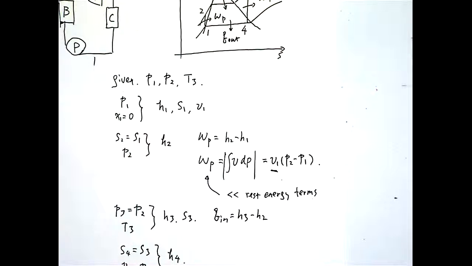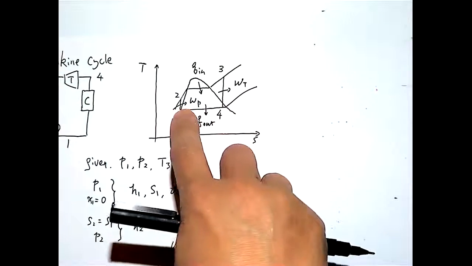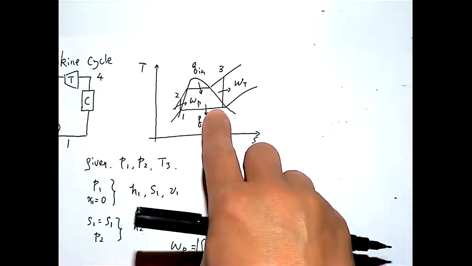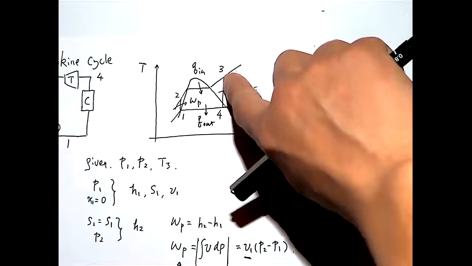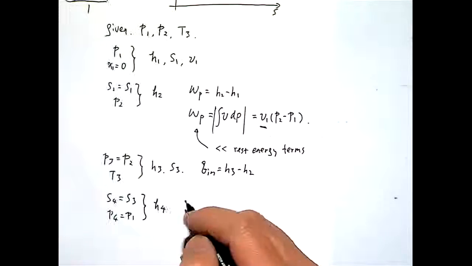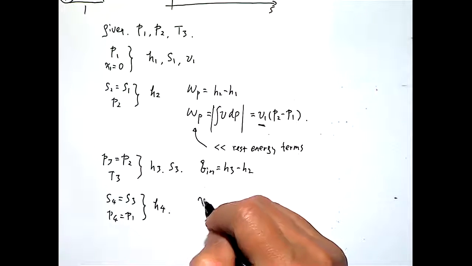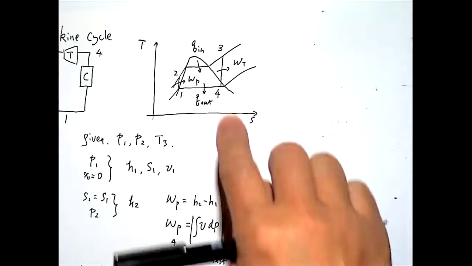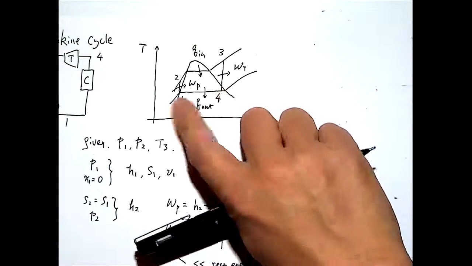But this calculation is not directly coming from the property table, because you need to decide on this horizontal line where the state 4 is. That is determined by where this vertical line is, right? So in terms of calculation, just one more step. You need to figure out the quantity x4 first. That determines where the state 4 is on this horizontal line.